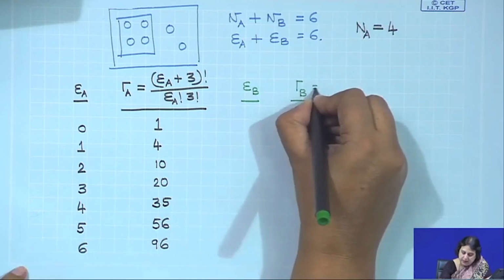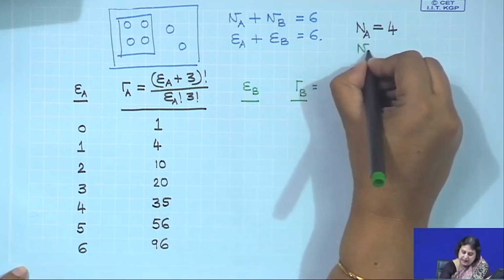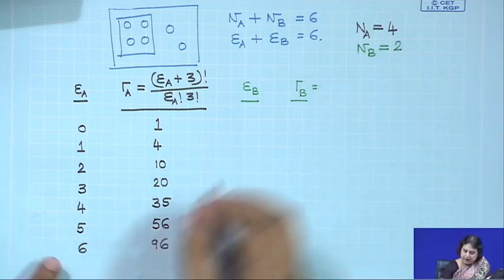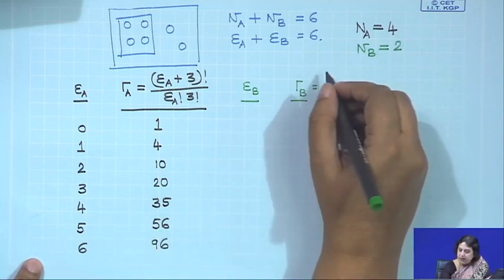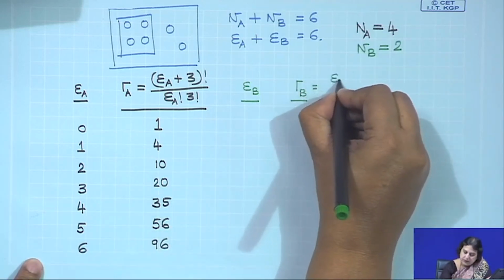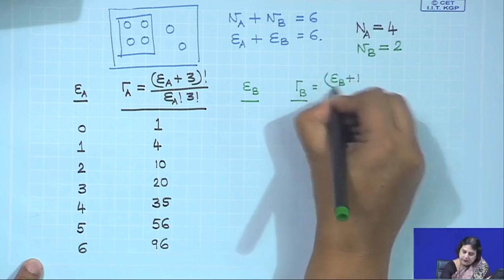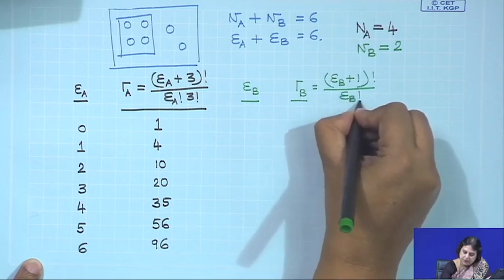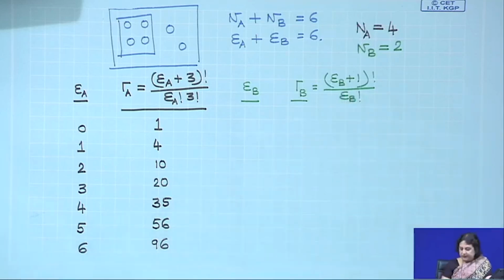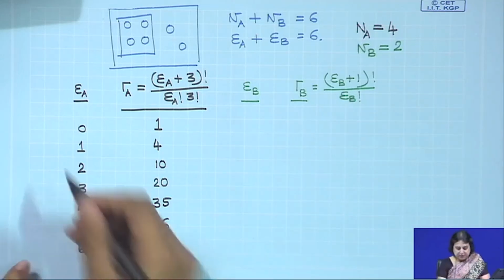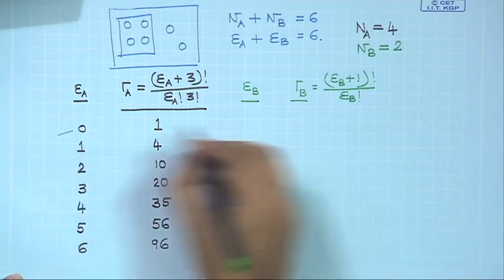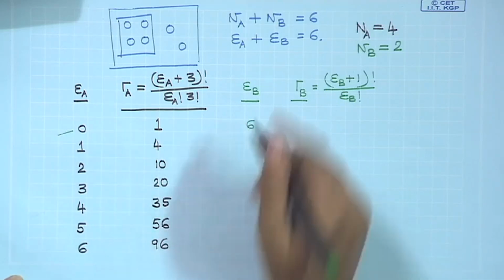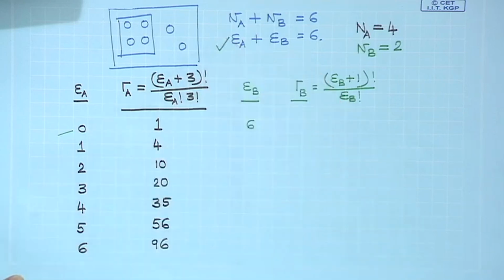Now, what is gamma B? Here it is given that N B is equal to 2, and therefore, gamma B is going to be equal to epsilon B plus 1 factorial divided by epsilon B factorial. So, a quick calculation tells me that corresponding to epsilon A equal to 0, what is the value of epsilon B? That must be 6, satisfying this equation.